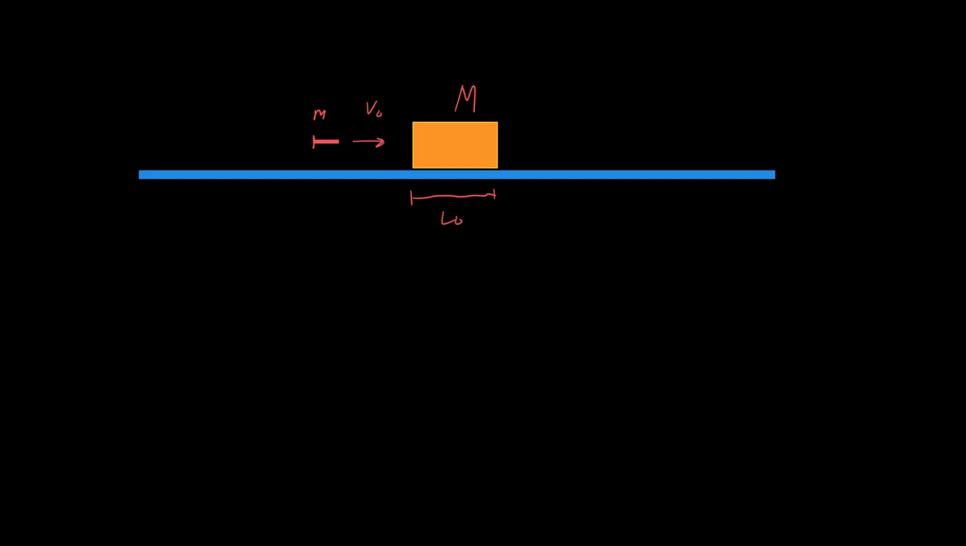It says a bullet of mass m and velocity v0 is fired toward a block of thickness L and mass M. The block is initially at rest on a frictionless surface. The bullet emerges from the block with a velocity of 1/3 its original velocity. Determine the final speed of block M. I don't think that one's particularly hard, but yeah, that's a conservation of momentum question.